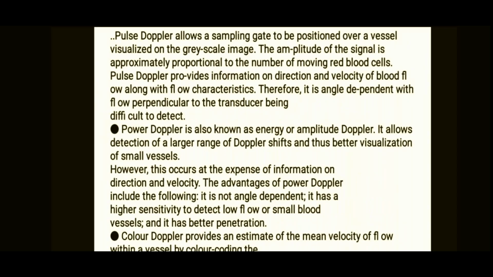So it allows a sampling gate to be positioned over a vessel visualized on the grayscale image. The amplitude of the signal is approximately proportional to the number of moving red blood cells. Pulse Doppler provides information on the direction and the velocity of the blood flow along with the flow characteristics. Okay, so therefore it is angle dependent with flow perpendicular to the transducer being difficult to detect. So remember each and every word because all these are asked as questions.